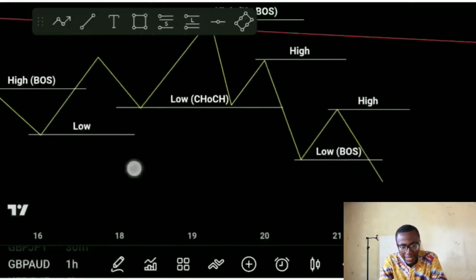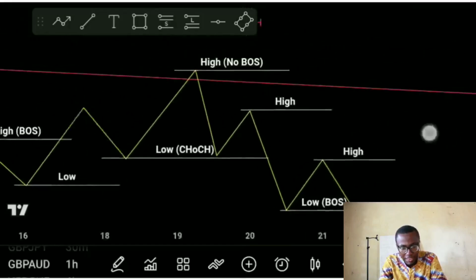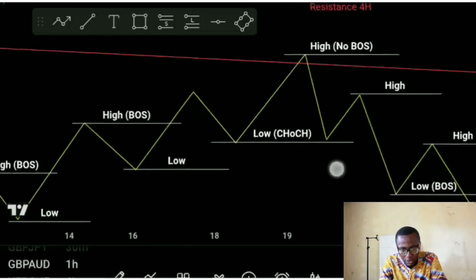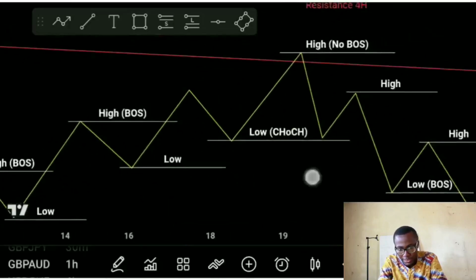So now, can you see how it is changing? Whenever you see change of character, it reverses from what? An uptrend to what? A downtrend.